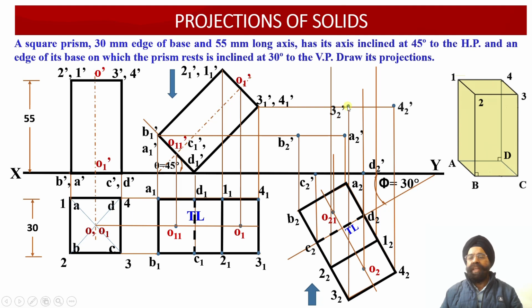So here we obtain the point 3,2 dash over here. Similarly, here we have the point 4,2. From 4,2 we have drawn a vertical projector line. It intersects with the horizontal projector line drawn through 4,1 dash. So here we obtain the point 4,2 dash over here.